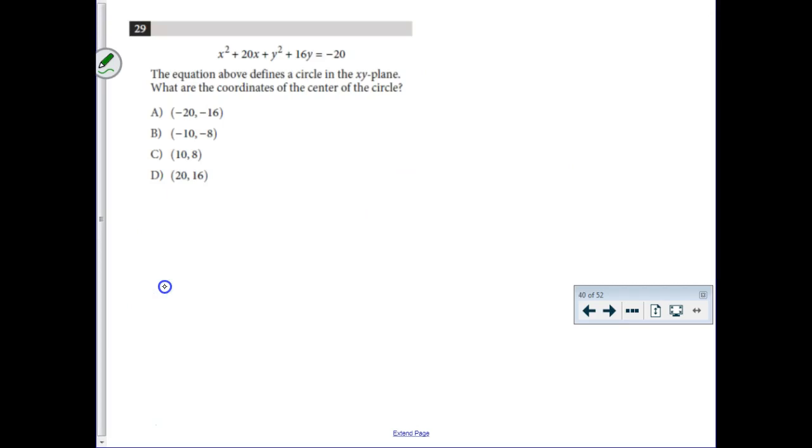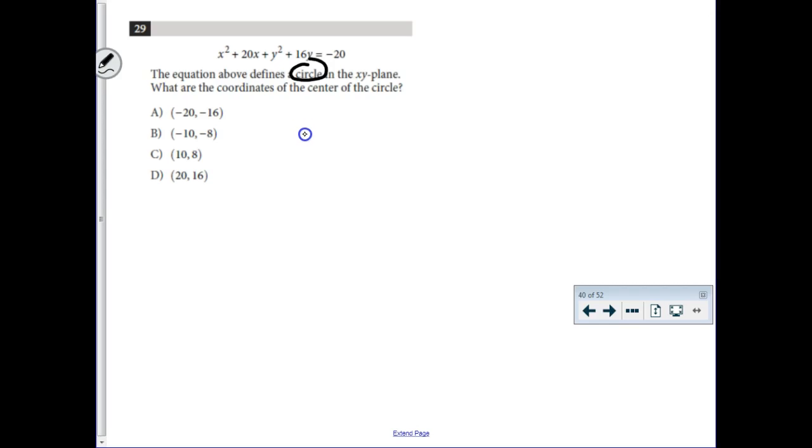I promised you there'd be a circle on your SAT test. And in fact, I wouldn't be shocked if you see 2 circle questions on your SAT test. They're becoming more prevalent as the years go on. This is definitely a circle question. It says right here, you have a circle in the XY coordinate plane. Everybody from Algebra 2 through pre-calculus, y'all have seen this.